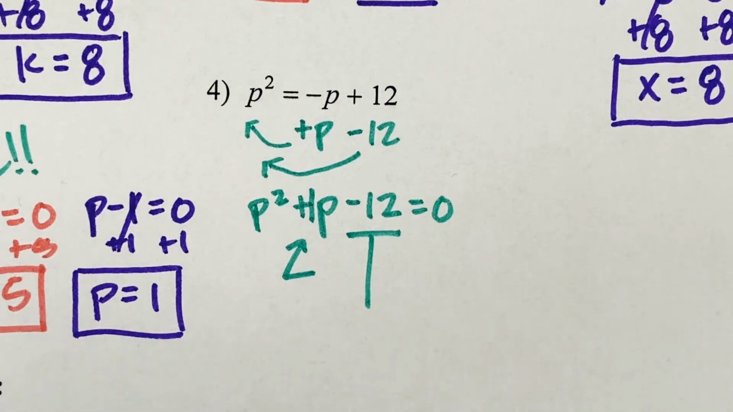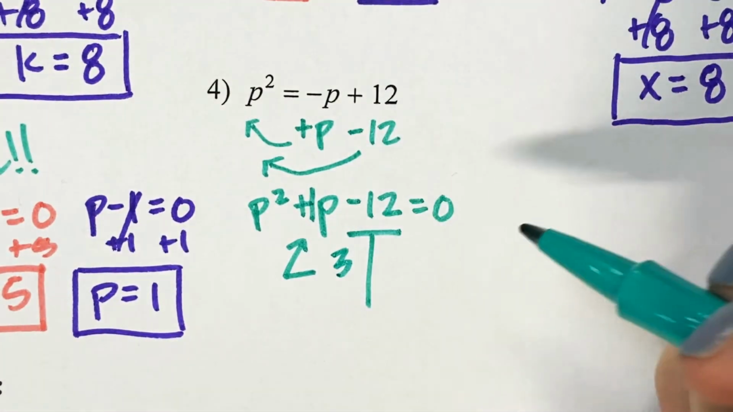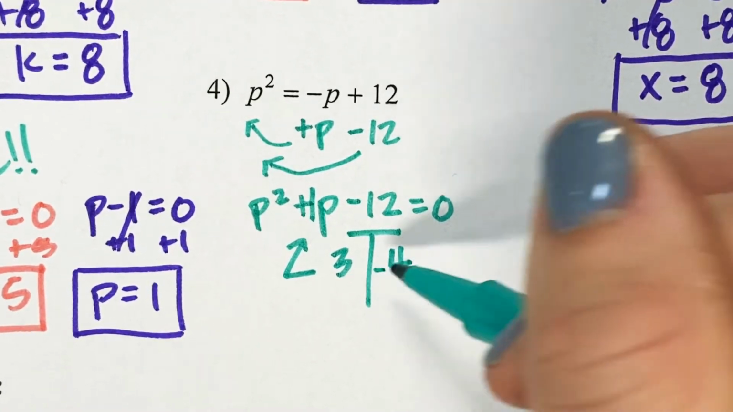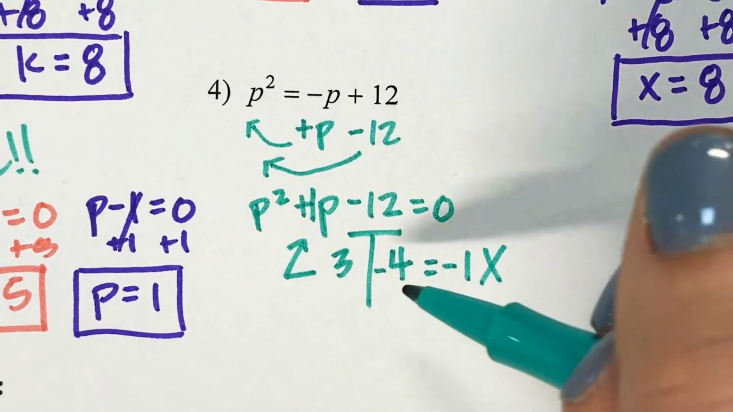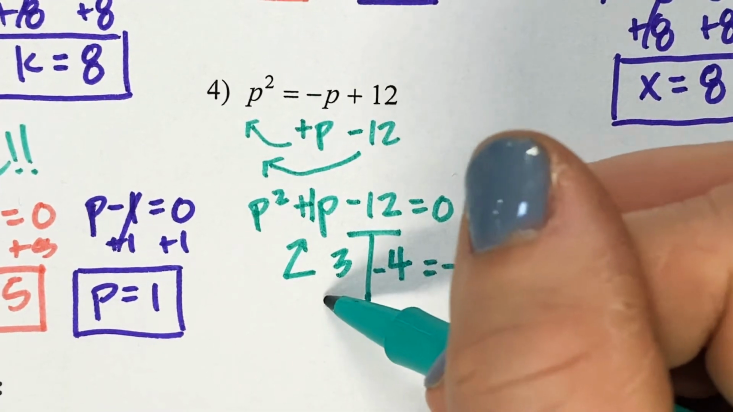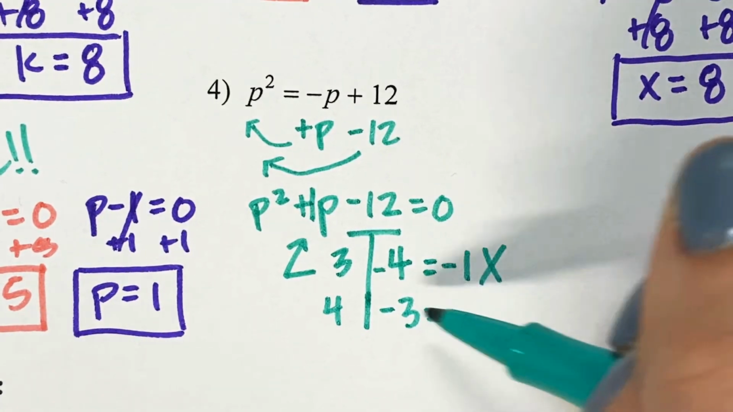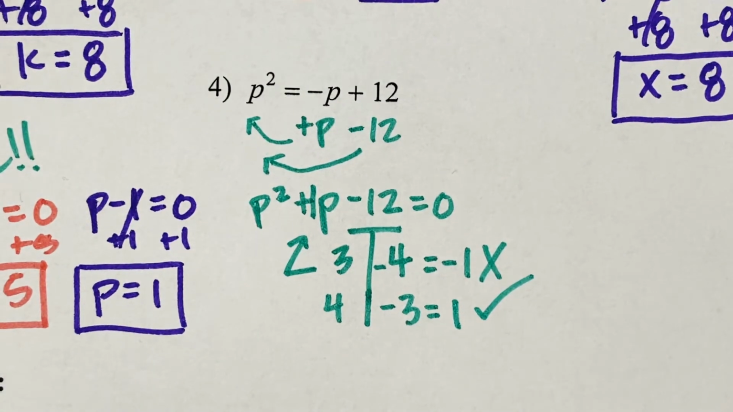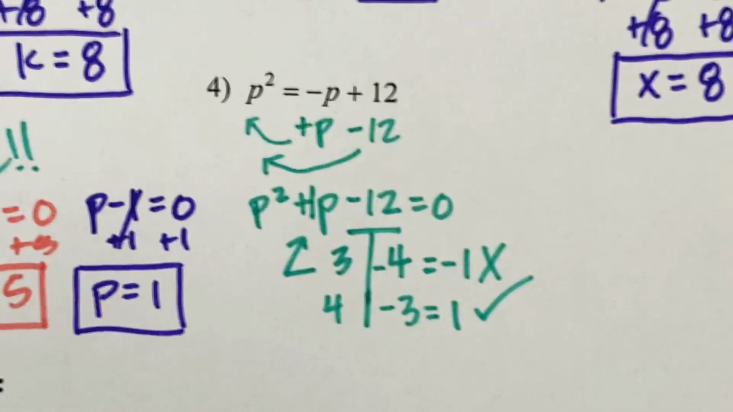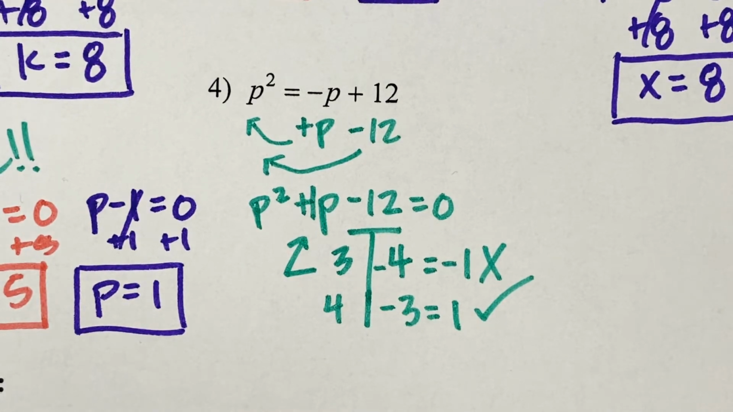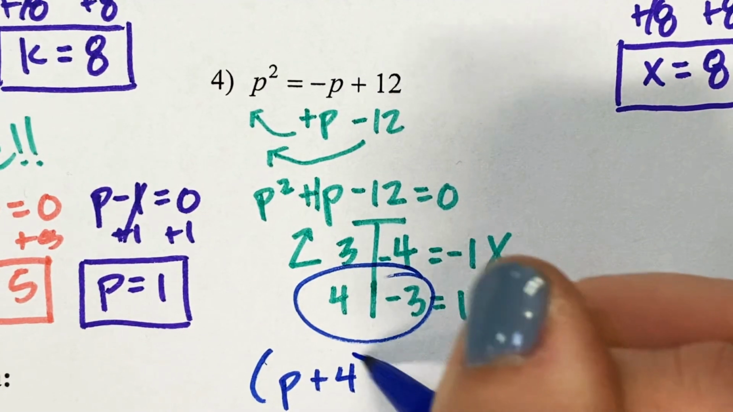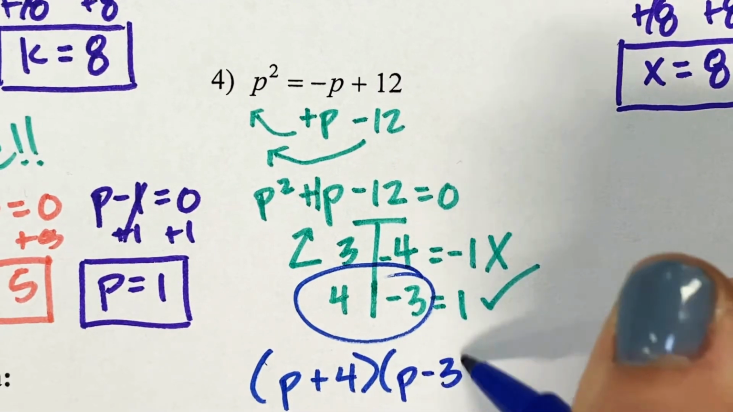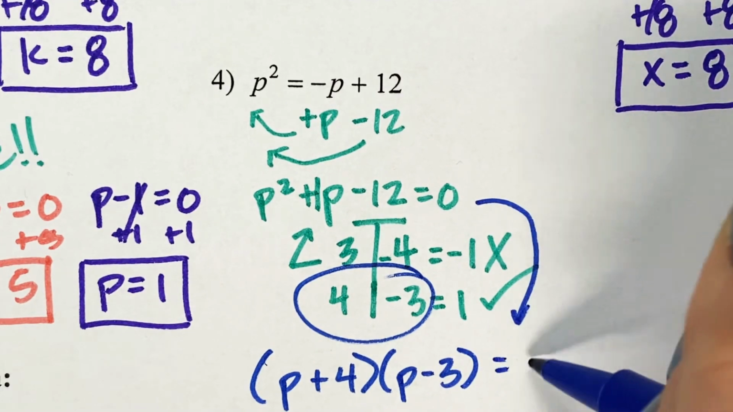So maybe these two numbers, we need one positive, one negative. 3 minus 4 is going to give me -1. Ooh, we're close. Well, let's switch that. Let's do 4 times -3. And that'll give me my +1. So we found our two numbers, our two factors. So we have p plus 4 times p minus 3 equals 0.